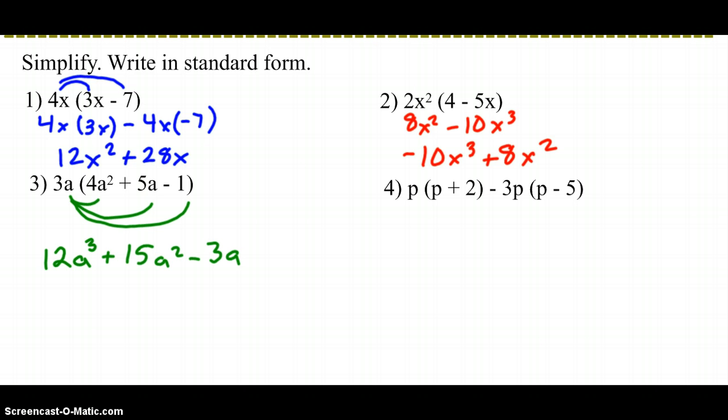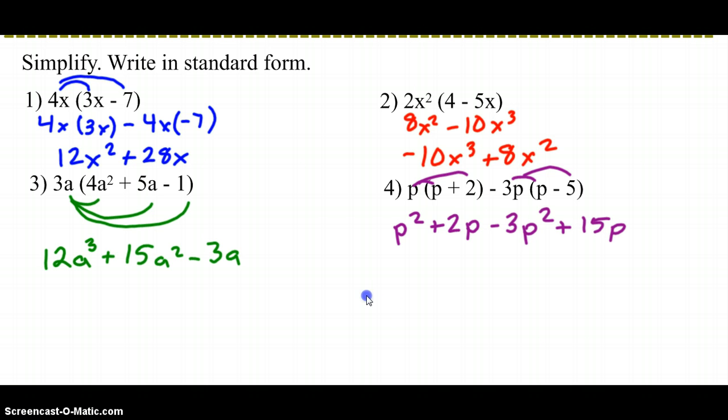All right, we have one more like this to look at. We have an extra step involved here as well, a little different one. It's basically a double distribution situation. So I'm going to take p and I'm going to distribute here and here, but I also need to take that negative 3p and distribute to both places. So what I'll have is p times p, p times 2, and then negative 3p times p would give me negative 3p squared. Negative 3p times negative 5 would give me a plus 15p.